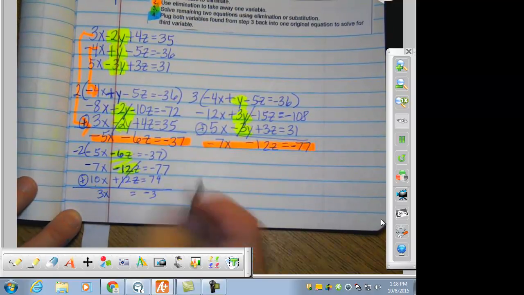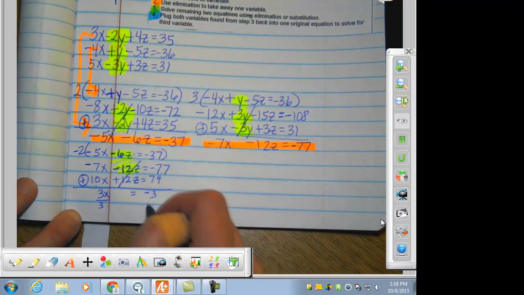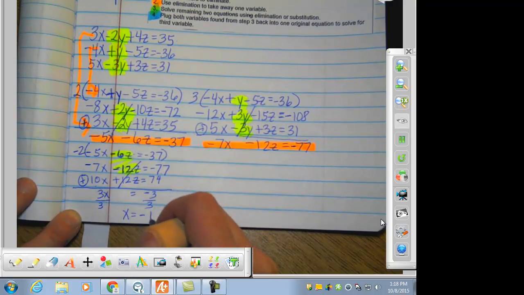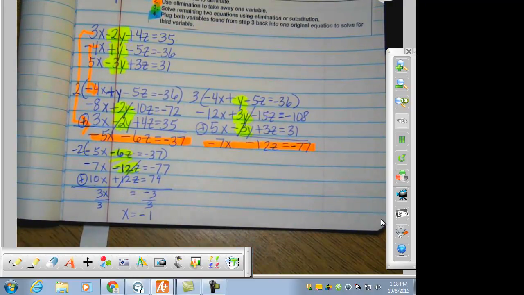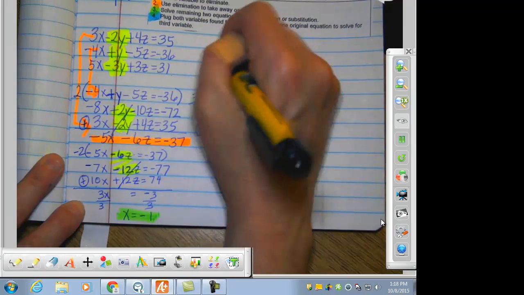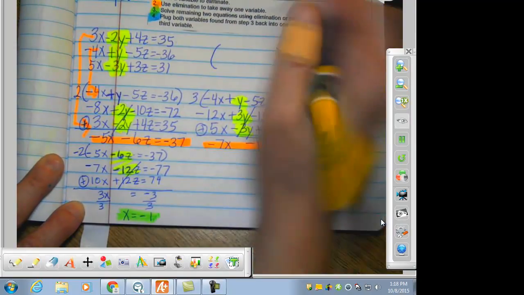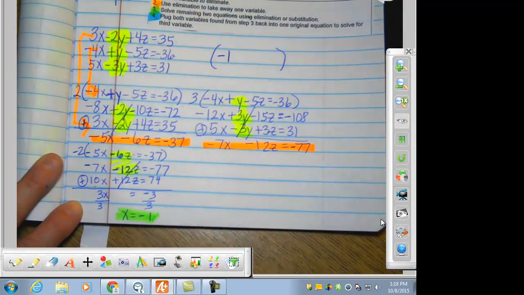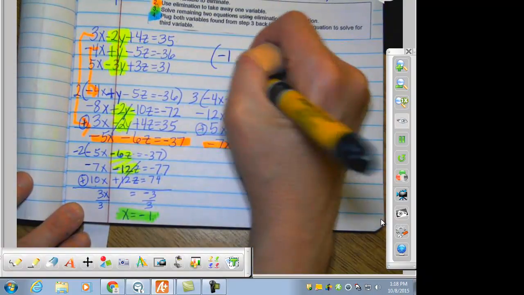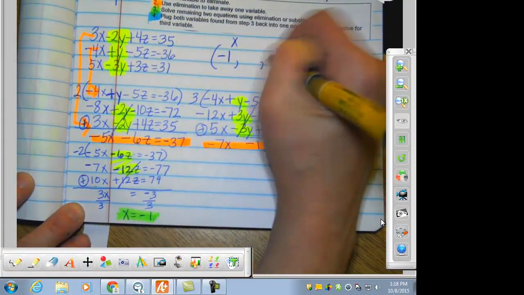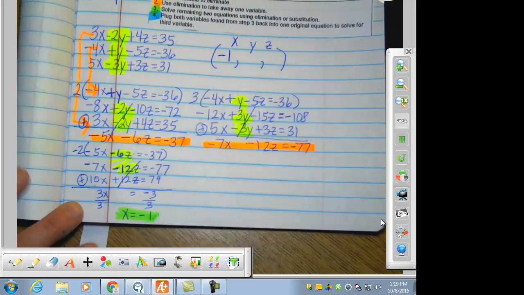And then we divide both sides by what? So x is equal to negative 1. So I have part of my solution here. I know in my triple, my answer, my solution, I already know negative 1. Negative 1 is x. I got to make sure I put it in the order triple where the x would go in the order triple.